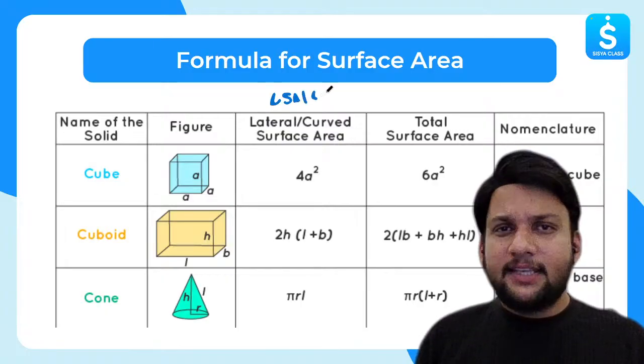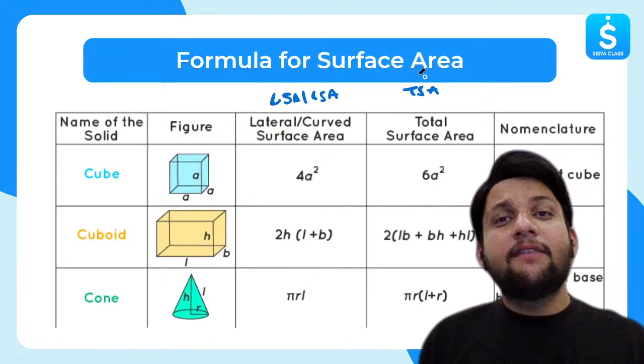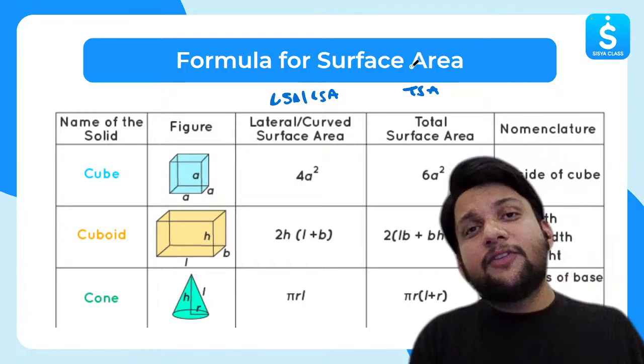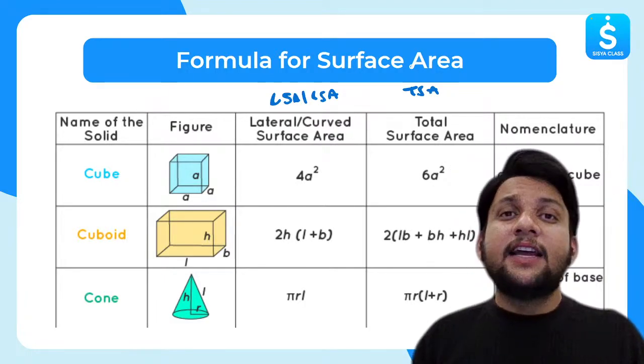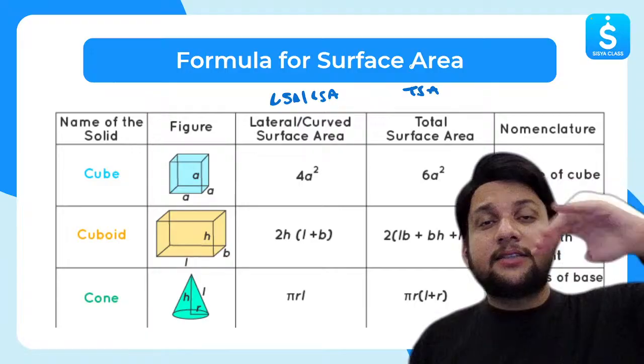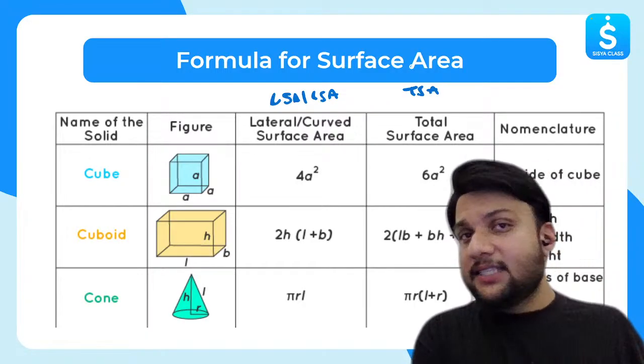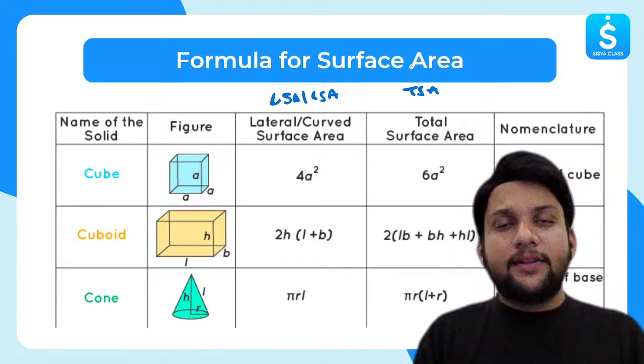It is also known as CSA. We have TSA, that is total surface area. And then we have volume as well. Now, what is the difference between LSA and TSA? The only difference is if we leave the upper two parts, that is top and bottom, we will get LSA. And if we consider all the parts, we'll call it TSA.